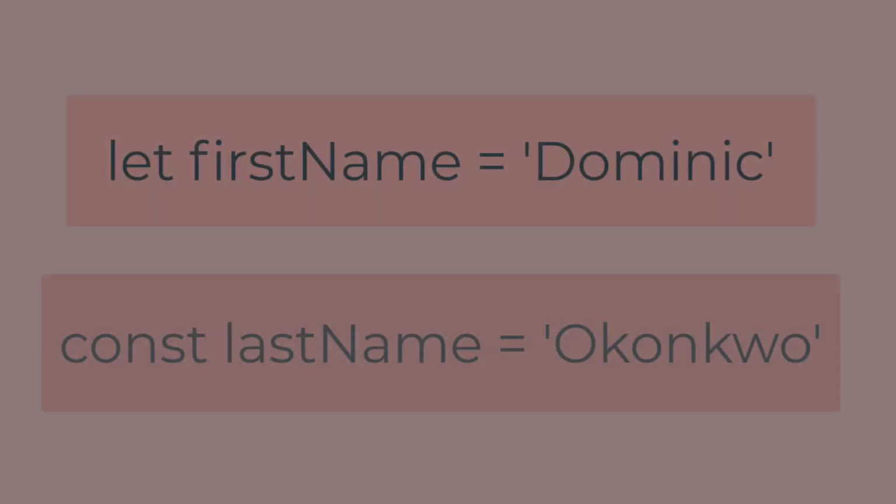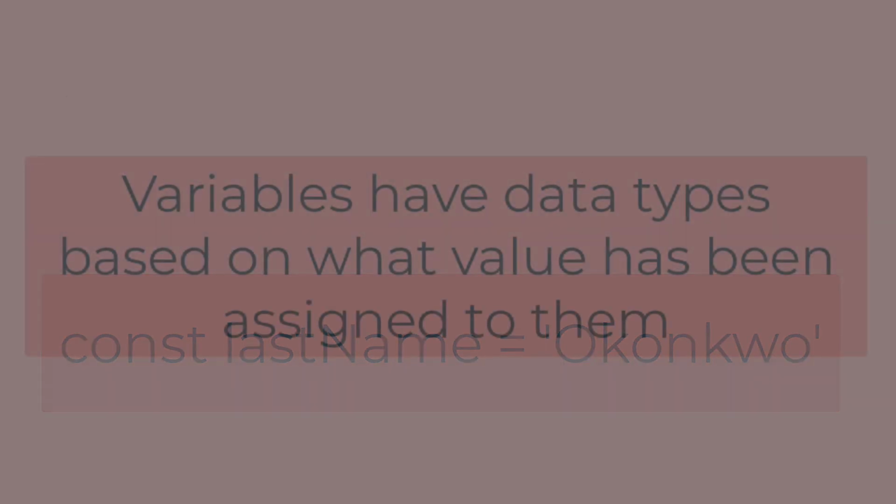We have already seen that we can use the let and the const keyword to declare a variable in JavaScript, and we can also assign values to those variables. So every variable that we create in JavaScript has a data type, and that data type tells us what kind of data is being stored in that variable.